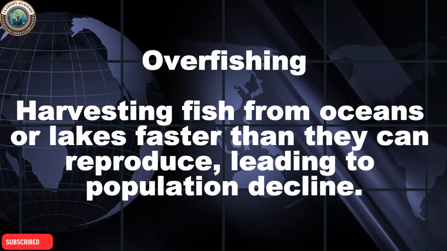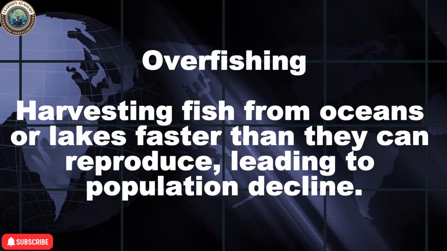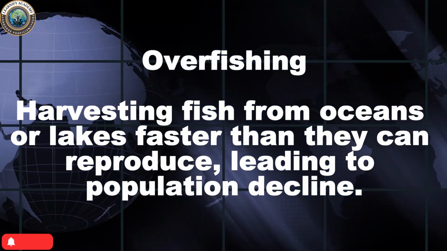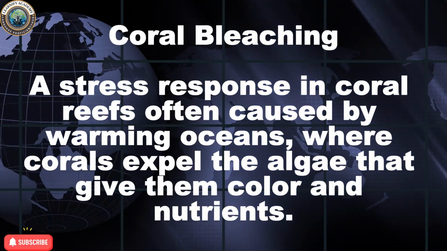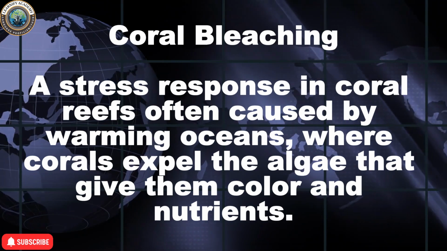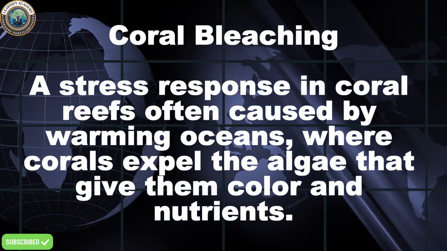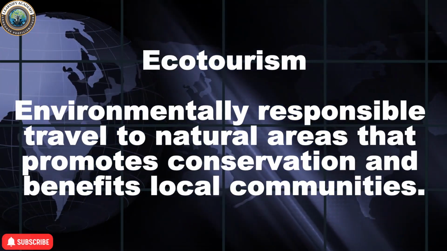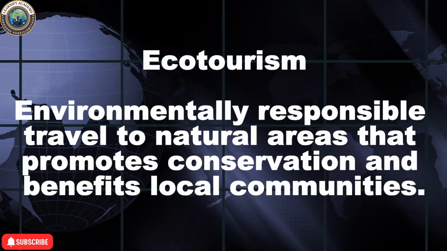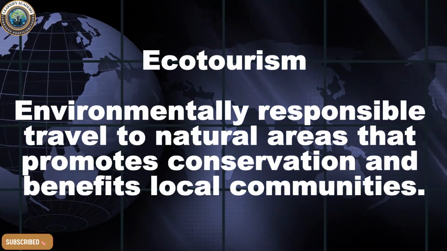Overfishing. Harvesting fish from oceans or lakes faster than they can reproduce, leading to population decline. Coral bleaching. A stress response in coral reefs often caused by warming oceans, where corals expel the algae that give them color and nutrients. Ecotourism. Environmentally responsible travel to natural areas that promotes conservation and benefits local communities.